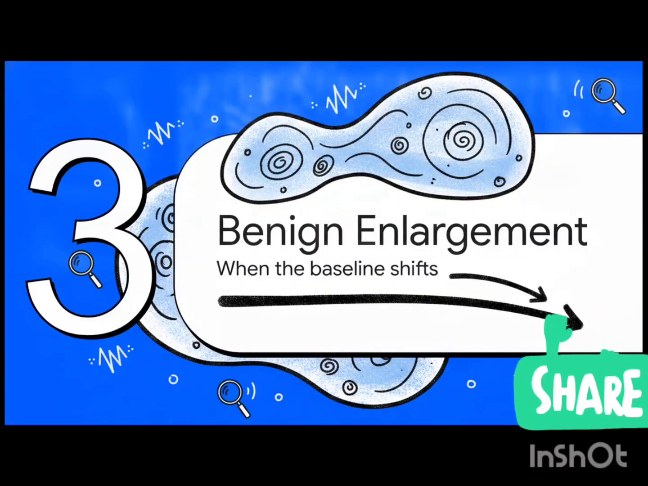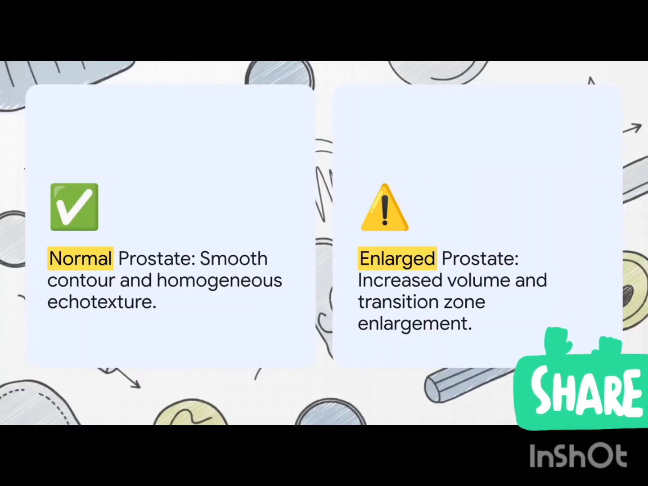Let's move into Part 3, Benign Prostatic Enlargement, or BPE. The contrast here is actually pretty staggering when you see it side by side. On the one hand, you have that normal prostate, smooth contour, homogeneous echo texture, looking great. But on the other hand, we see one of the absolute most common clinical findings that ever pop up on the monitor, benign prostatic enlargement. The visual shift is dramatic, right? The overall volume of the prostate is just noticeably increased. And specifically, what you're seeing is an enlargement of what's called the transition zone of the gland.